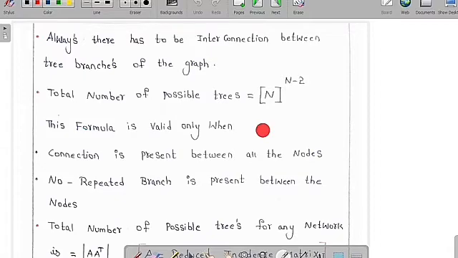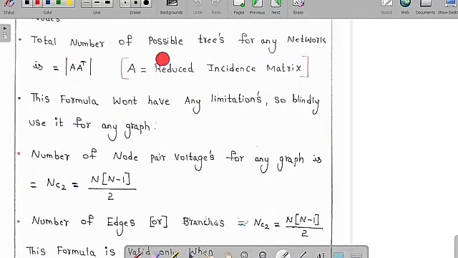The total number of trees for n number of nodes is equal to n to the power of n minus 2. The total number of possible trees for any network is the modulus of A into A transpose, which is called the determinant of A into A transpose. If you find the determinant of A into A transpose, you will get some numerical value. So you can go for either formula, n to the power of n minus 2 or determinant of A into A transpose. Both are going to give you the same result.